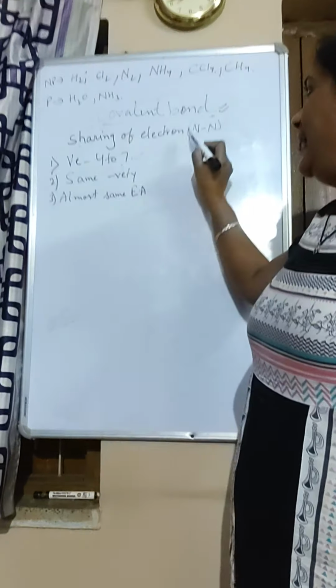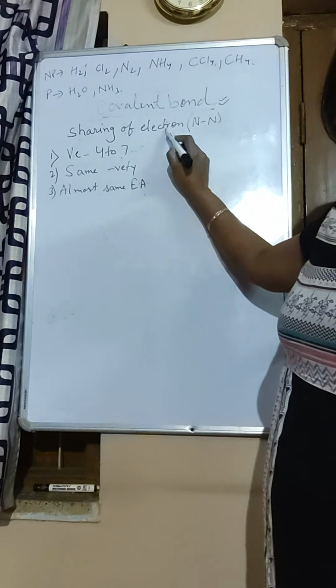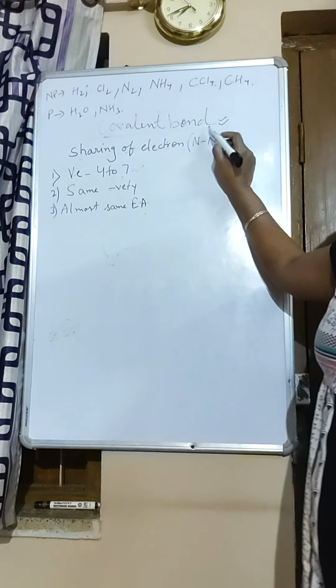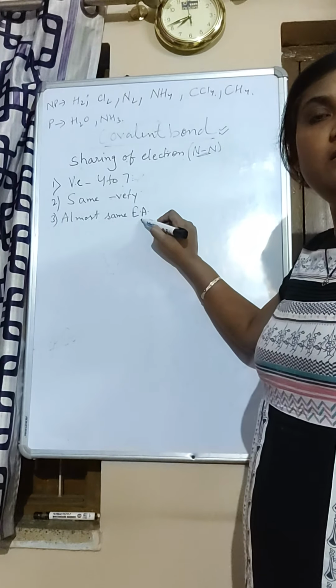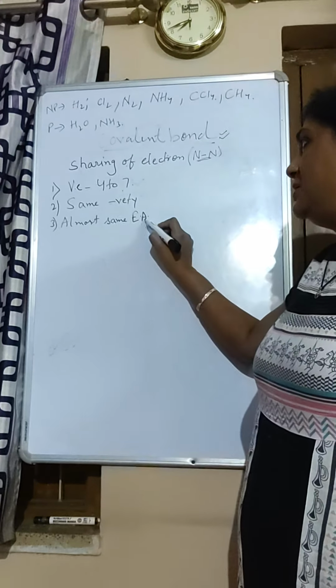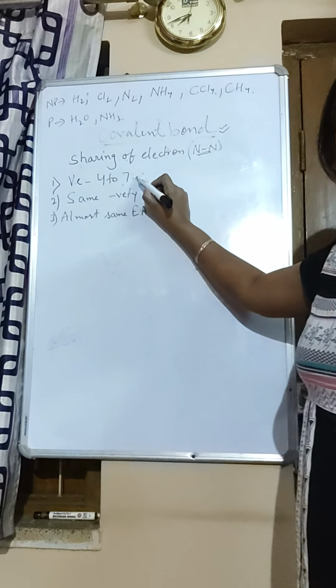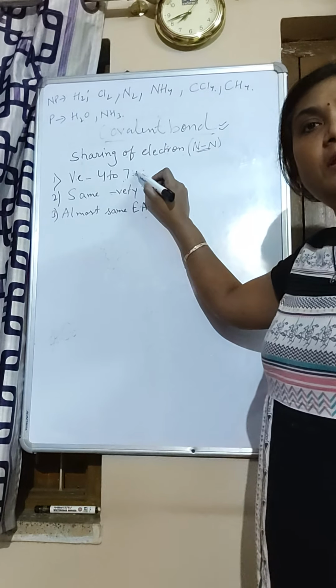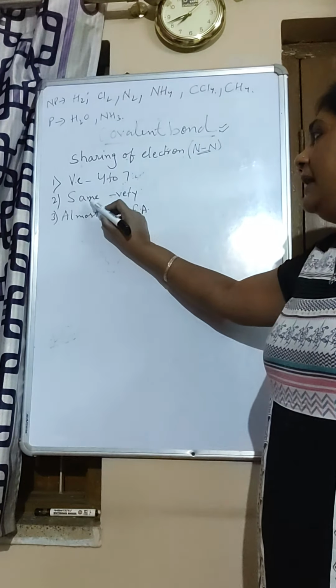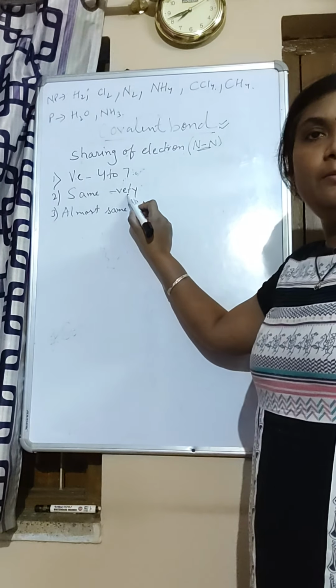Mostly, covalent bond formation takes place between two non-metals, because non-metals fulfill all the three conditions needed for covalent bond formation. First, the valence electrons should be between 4 to 7. Non-metals have 4, 5, 6 and 7. Second, electronegativity should be the same.